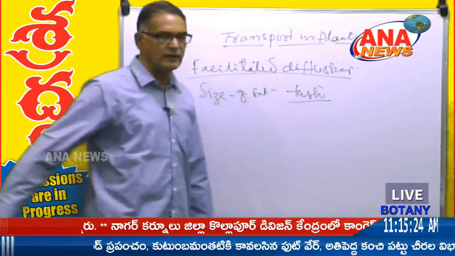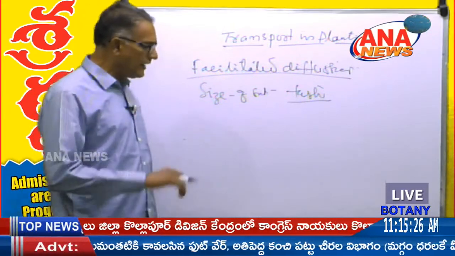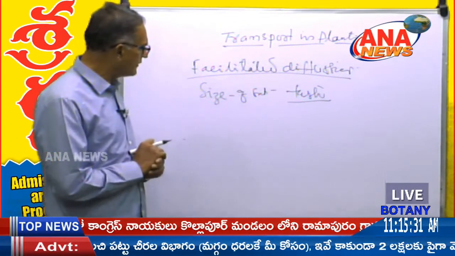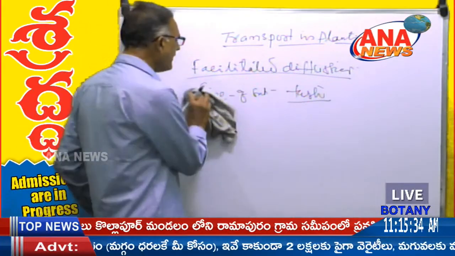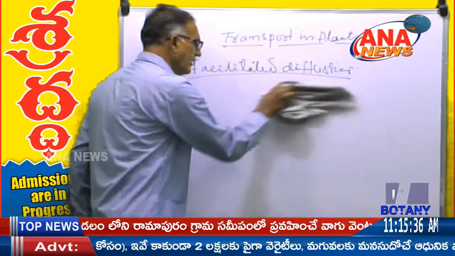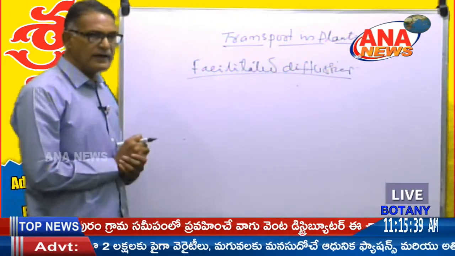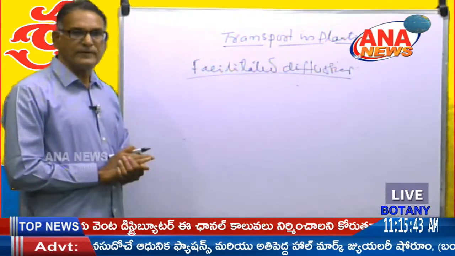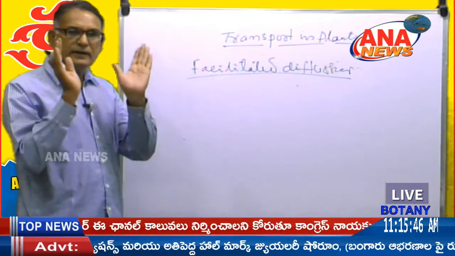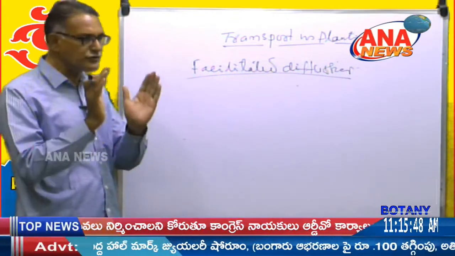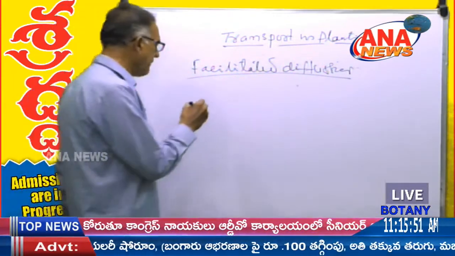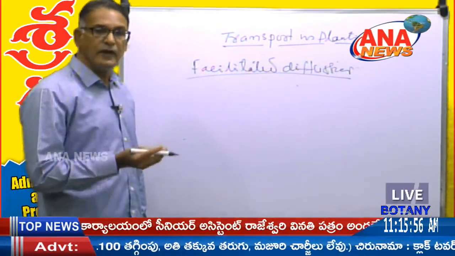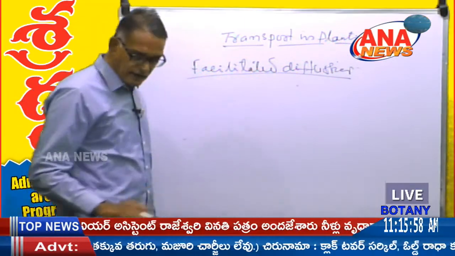When the substance particles are smaller in size, the diffusion takes place faster. That is quite natural. A lightweight particle moves very fast in the air. Similarly, the diffusion also takes place very fast when the substances are very small. And the other factor is the solubility of the substance in the lipid. Why in the lipid? Because the cell membrane is made up of lipids. The major constituent of the cell membrane is lipid. Hence, when substances are soluble in the lipid, the diffusion takes place very fast.